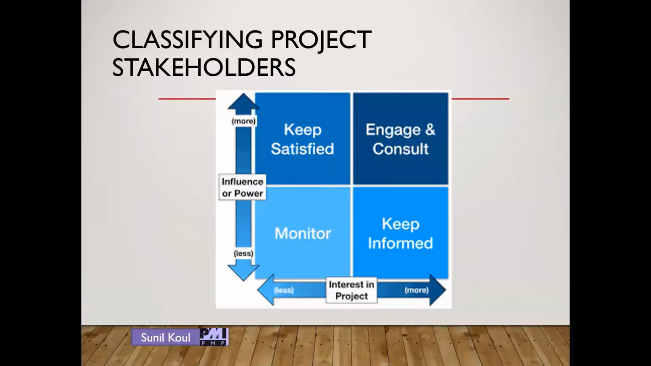Let's see how we are going to classify our project stakeholders using this particular diagram. If a person has less interest and less influence or power, then we simply need to monitor them. If they have more interest and less power, then we have to keep them informed. If they have less interest but more power, then we have to keep them satisfied. And the very important one: if they have more interest in our project and more power, then we have to keep them engaged, consulting with them from time to time and checking their feedback. These are the stakeholders who need to be managed very carefully by the project manager.